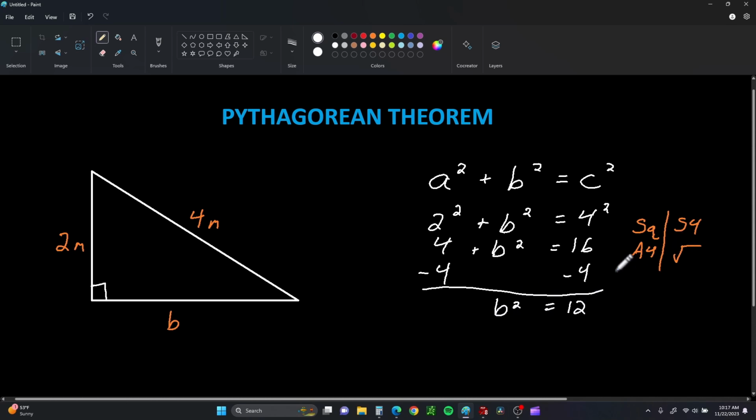And then in order to solve this, I want to take the square root of both sides. So B is going to equal the square root of 12. I'll cheat. Hey Siri, what is the square root of 12? Square root of 12 is approximately 3.4641. And I said to round to the nearest tenth. So this is going to be 3.5. So over here, this is 3.5 meters.